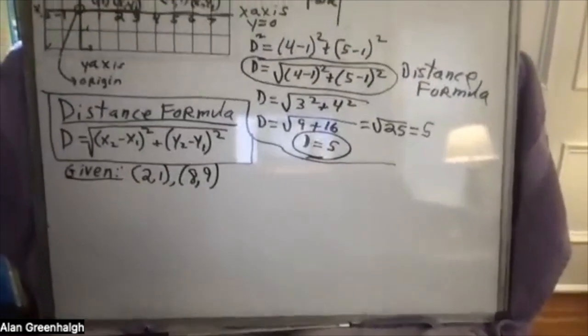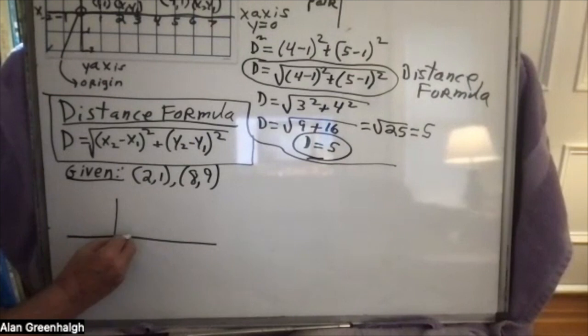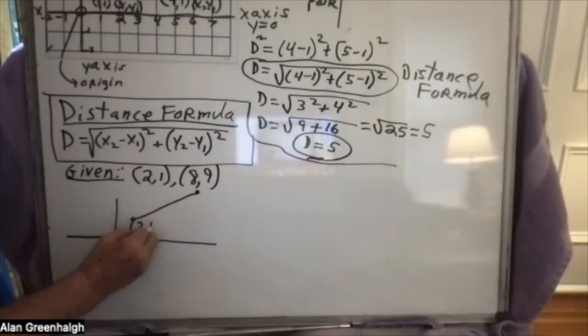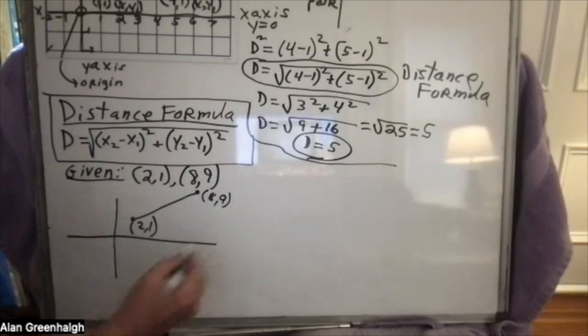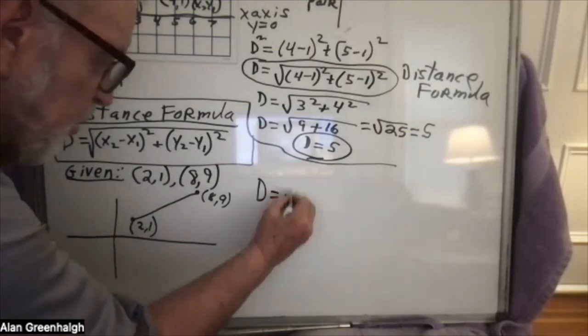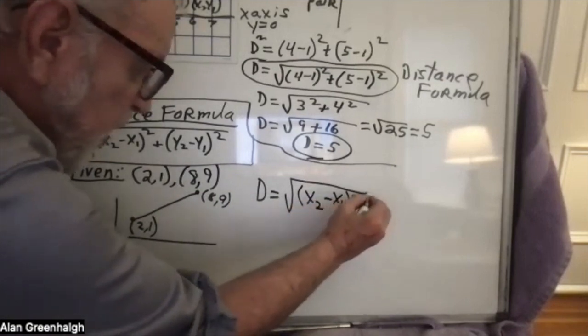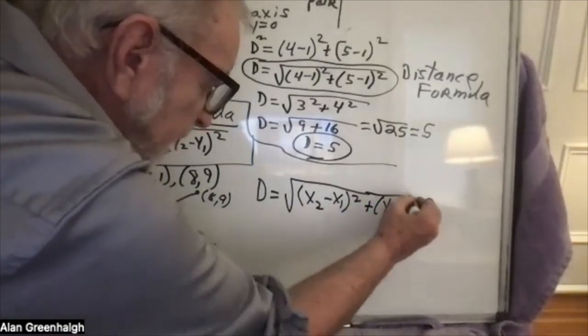Now, you could draw it if you wanted to. You could say, oh yeah, I'd like to see what this looks like. So you could say, well, this is 2, 1. That's about over there. 8, 9 is like over there. And you could connect them. This is 2, 1. This is 8, 9. Not necessary, really, because what's necessary is that you're going to use the formula that d is equal to the square root of x2 minus x1 squared plus y2 minus y1 squared.